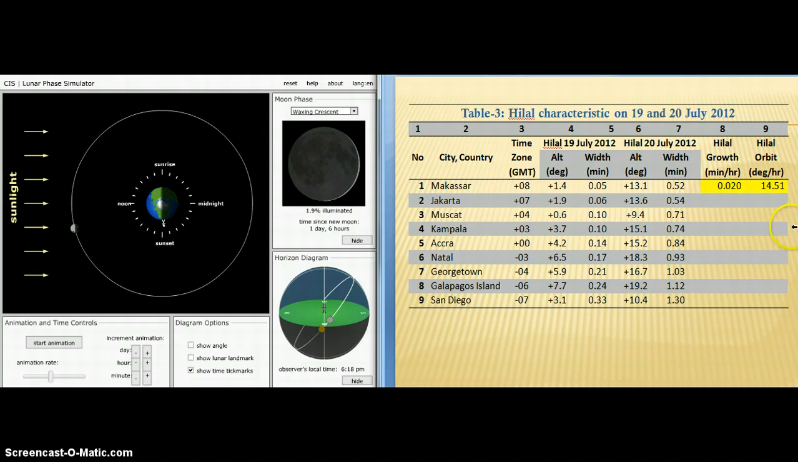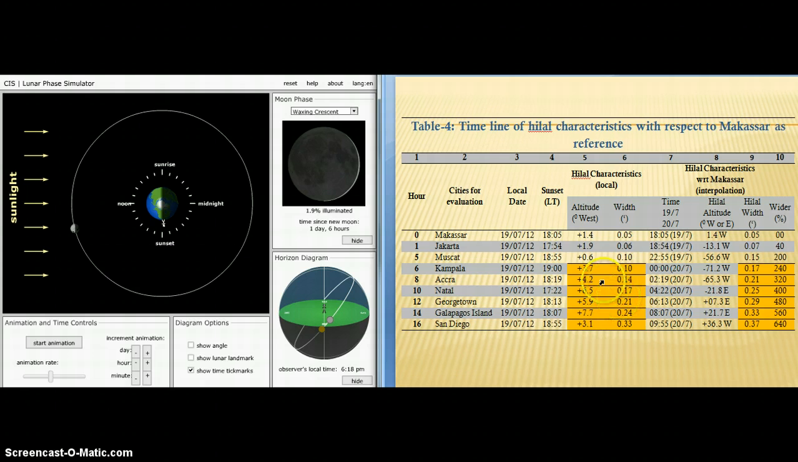Based on this information, Table 4 shows the timeline of changes of the crescent characteristic with reference to Makassar. 1. We will not analyze two geographical points, Jakarta and Muscat, because crescent altitude at sunset on July 19, 2012 in these two geographical points will be less than 2 degrees.